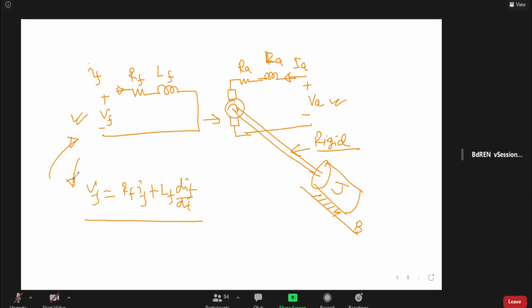Hey, did you perform any experiment in the laboratory regarding speed control of a DC motor? Because we have our sophisticated DC machines in the laboratory.